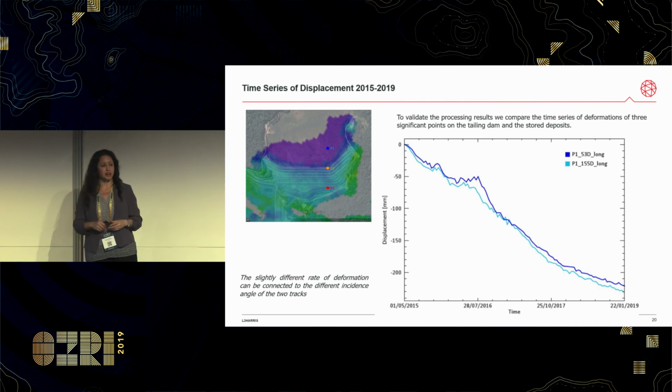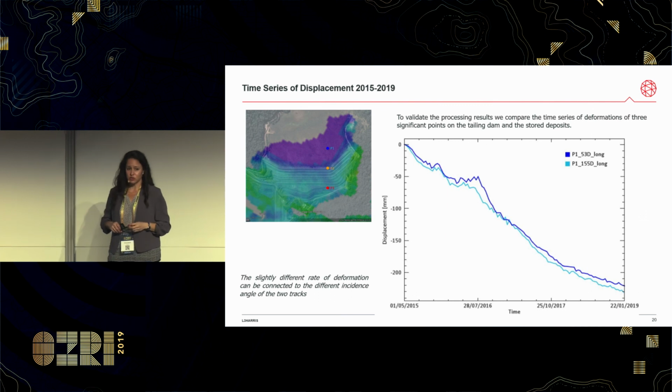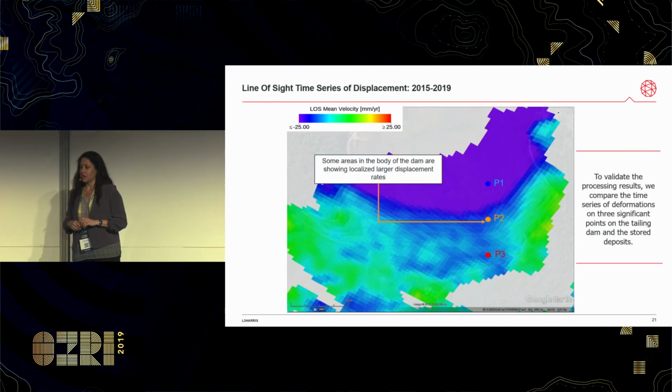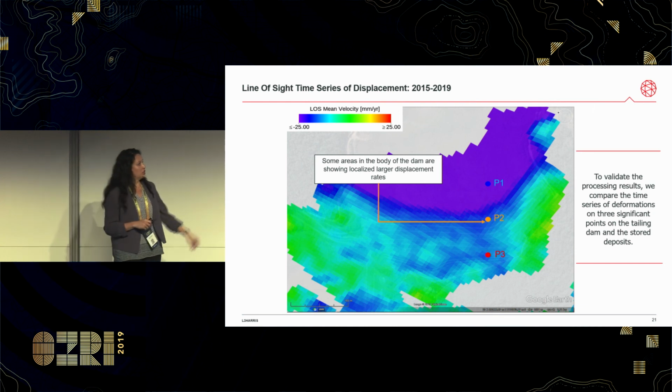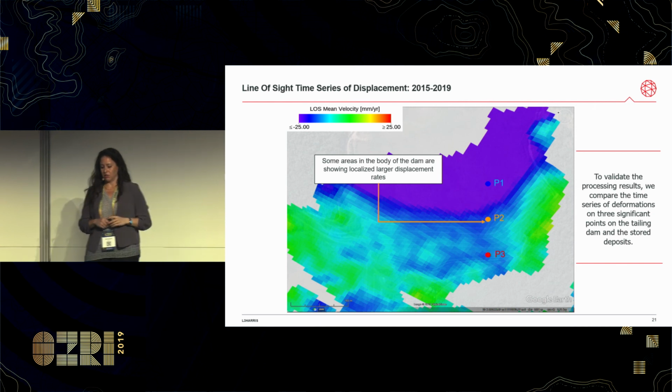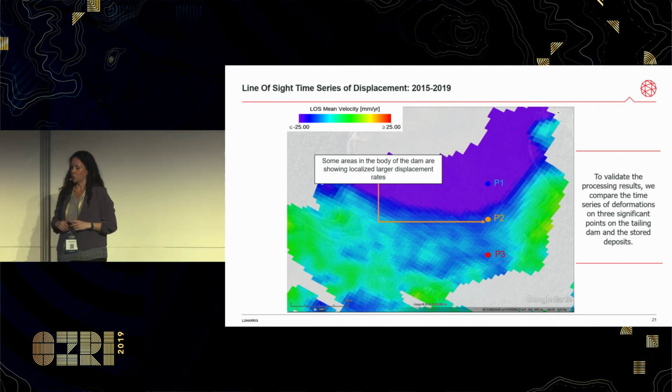That may not sound like very much, but for a structure, that's going to be a catastrophic amount of movement. We looked at another location. This is P2, an area where some of the areas in the body of the dam are showing localized larger displacement rates. You can see a little cluster of more of the blue pixels in that particular location. Now we're starting to get into some areas where that compaction and displacement is not evenly distributed, but in little pockets.